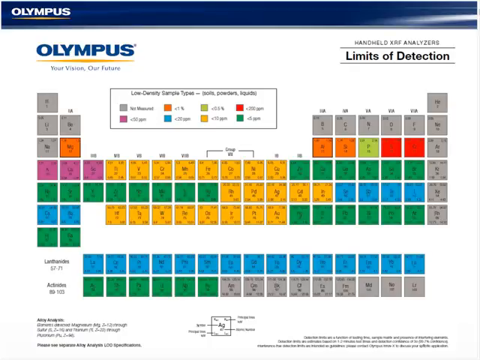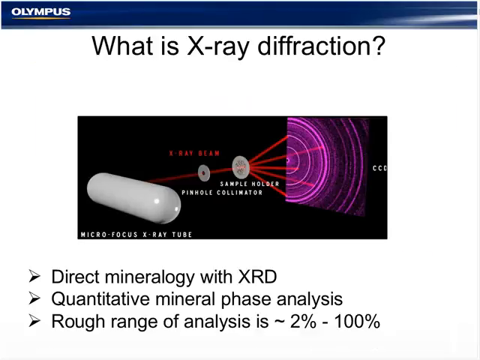So now we move to X-ray diffraction. X-ray diffraction is a direct mineralogy tool. It can offer quantitative mineral phase analysis, concentration-wise, 2% to 100%. Other techniques can calculate or derive mineralogy, but XRD provides direct mineralogy, and this means that it identifies and quantifies the mineralogy directly from the crystal structure of your mineral.